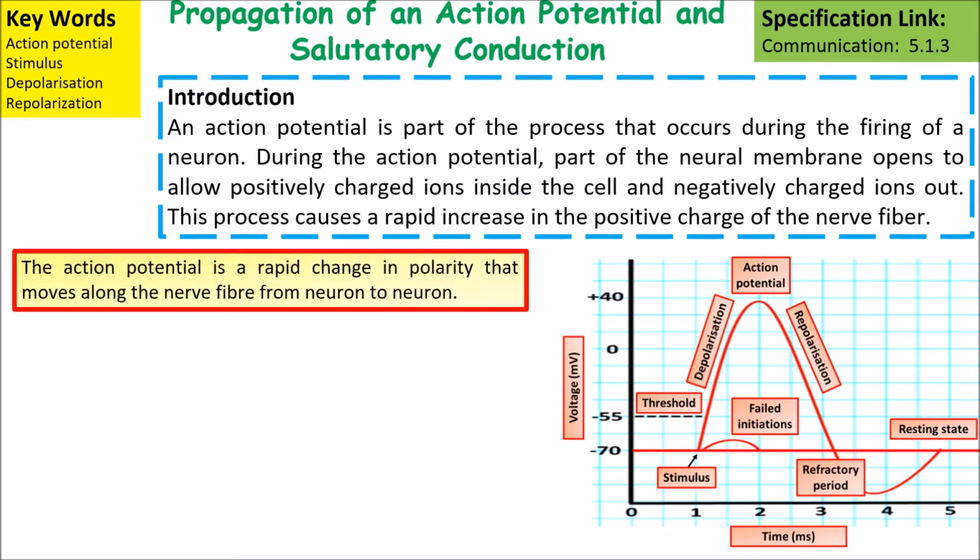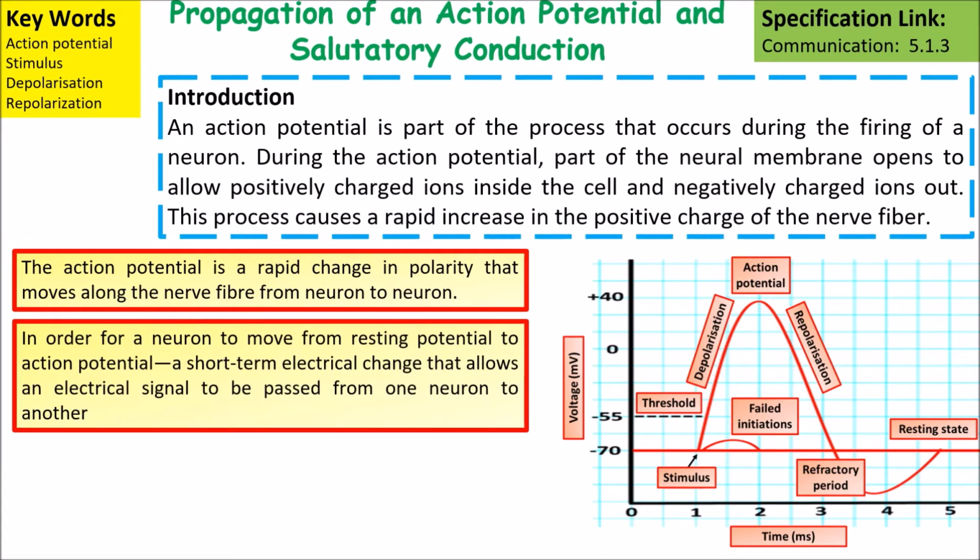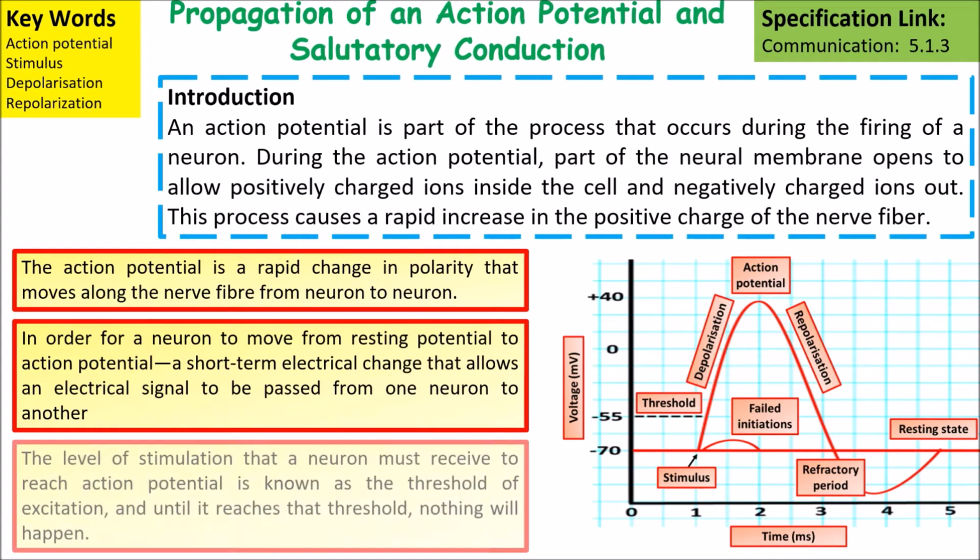So an action potential is a very rapid change of polarity that moves along the nerve fiber from neuron to neuron. In order for a neuron to move from a resting potential to an action potential, a short-term electrical charge that allows an electrical signal to be passed from one neuron to another must be achieved. The level of stimulation that a neuron must receive to reach action potential is known as the threshold of excitation, and until it reaches that threshold, nothing will happen.